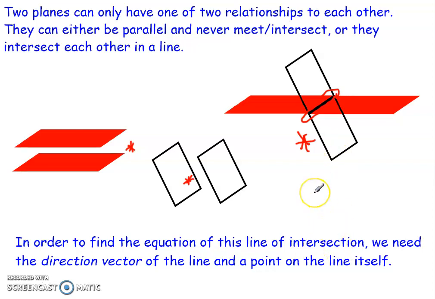Now to do that, we need two things. The first thing is that we need the direction vector of the line. The second thing we need is a point on the line itself. So it's our bog standard version of calculating the equation of a line in three-dimensional space. They just have to be in relation to the two planes and that line that's going to be there.